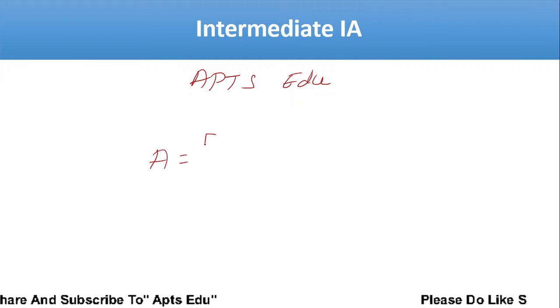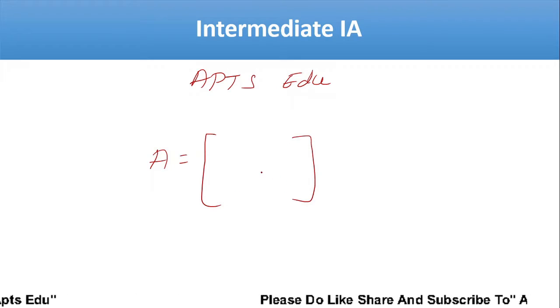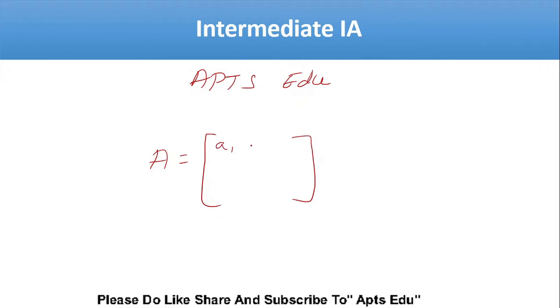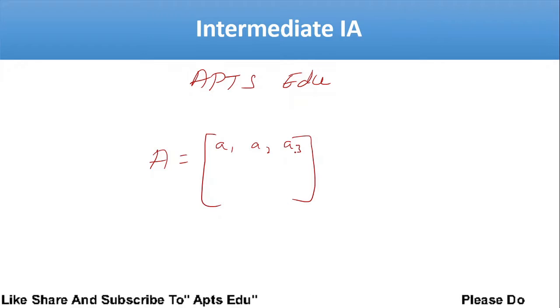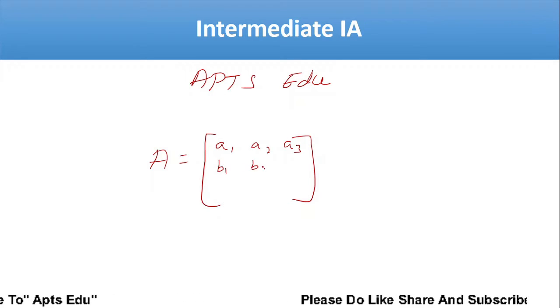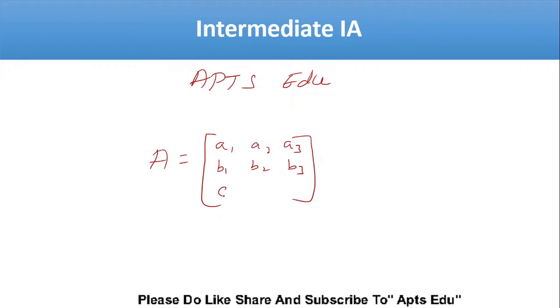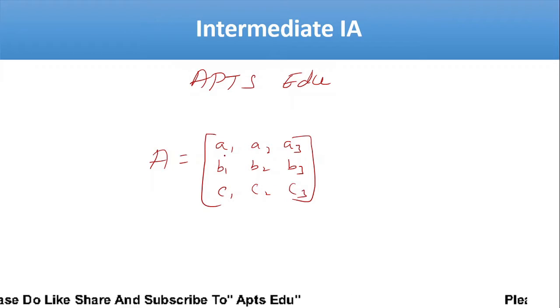A matrix is represented by some capital letter. It could be A, B, C, something. So A1, A2, A3, B1, B2, B3, C1, C2, C3.